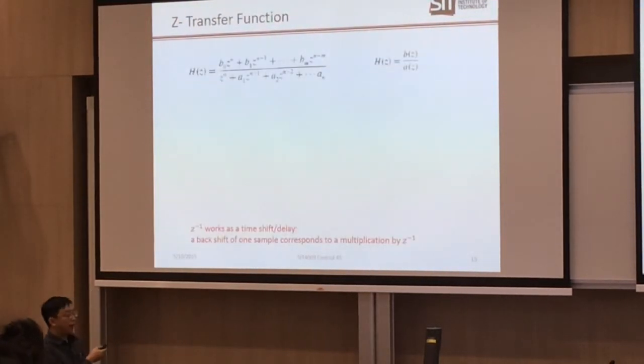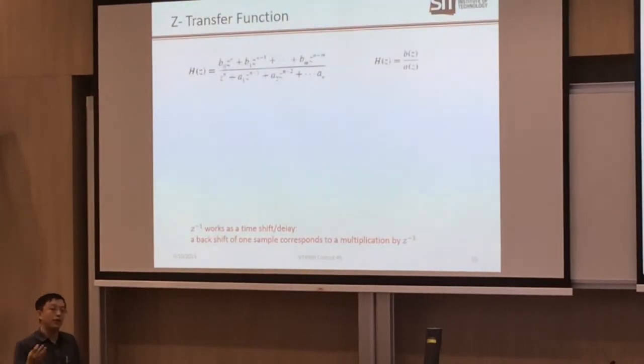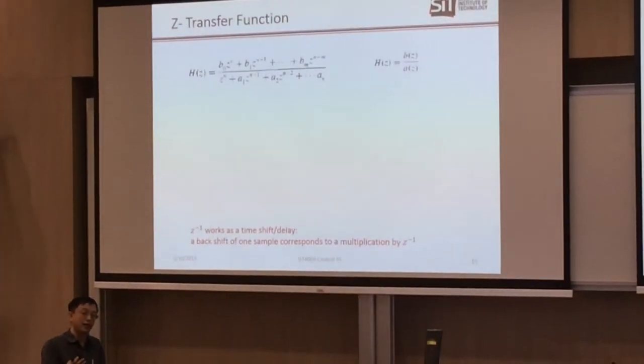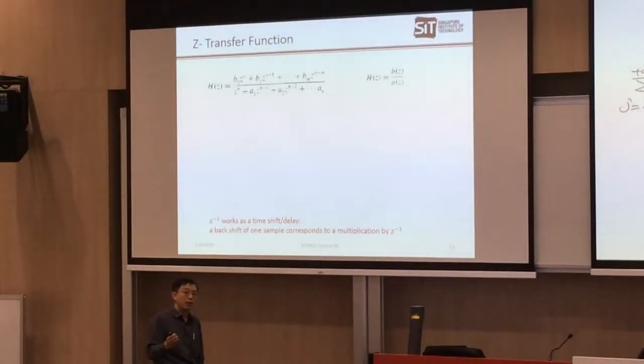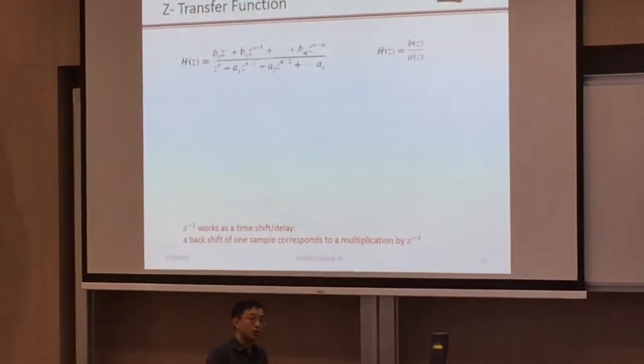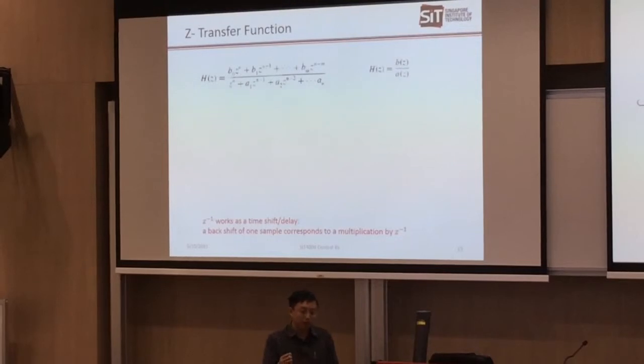So after you have done the Z transform, then your Z operator can be considered to work as a time shift. Okay, Z power minus 1 will shift to the back. Okay, Z plus 1 will shift again to the forward.